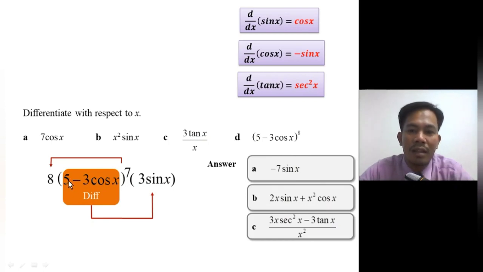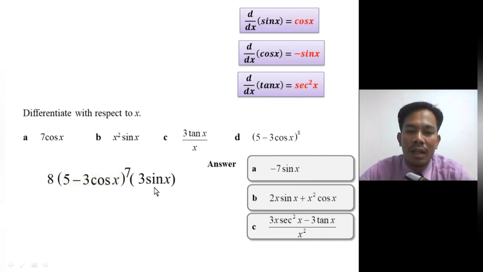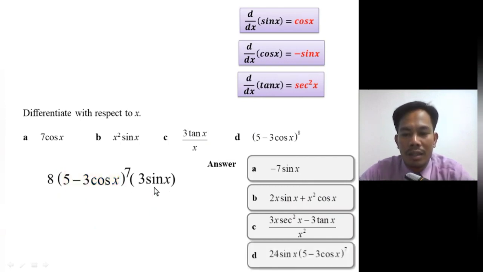Why 3 sine x? Remember that 5 doesn't have any x, so the derivative of 5 will become 0. And negative 3 cosine x, you notice it's negative 3 over there. The derivative of cosine x is negative sine x. Negative sine x times negative 3 is positive 3 sine x. 3 sine x times 8 will become 24 sine x.